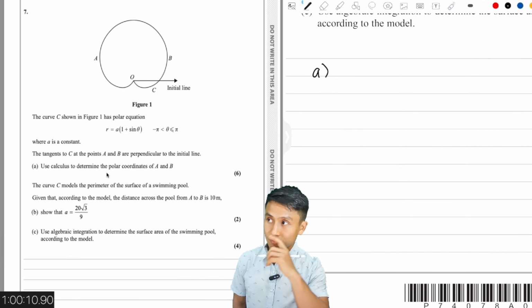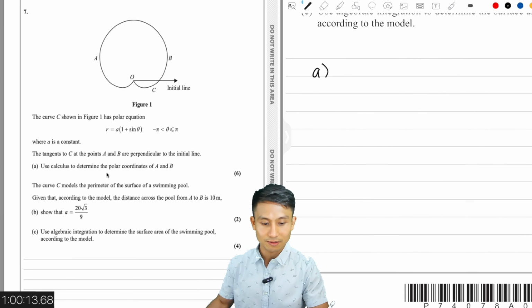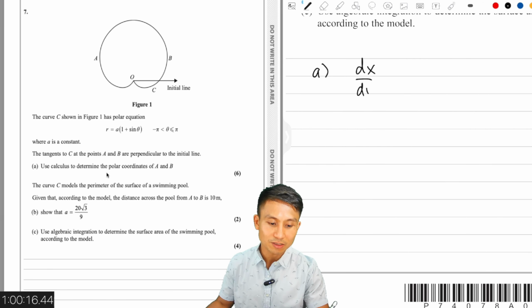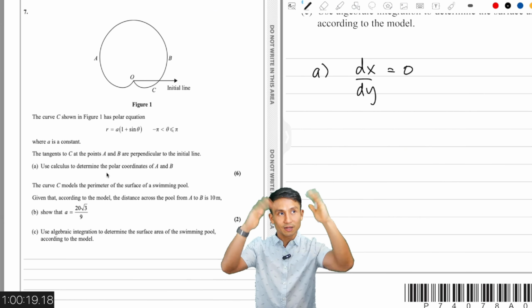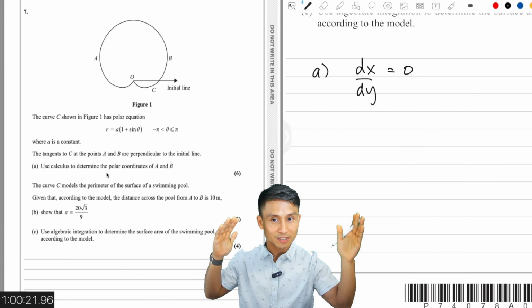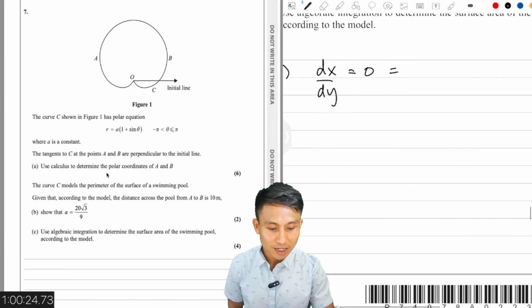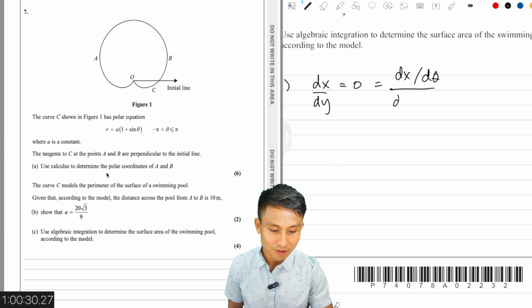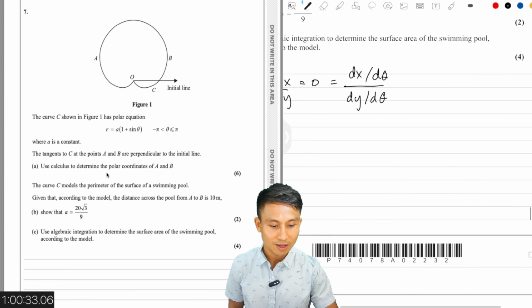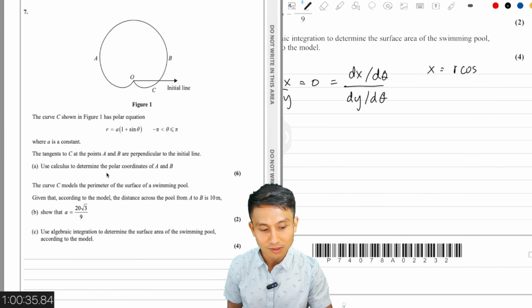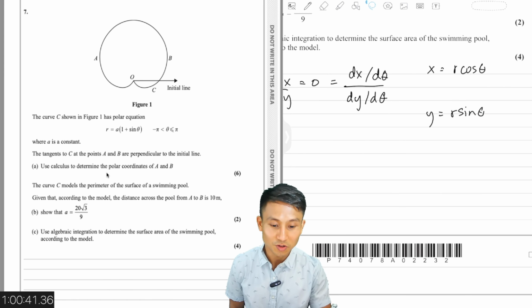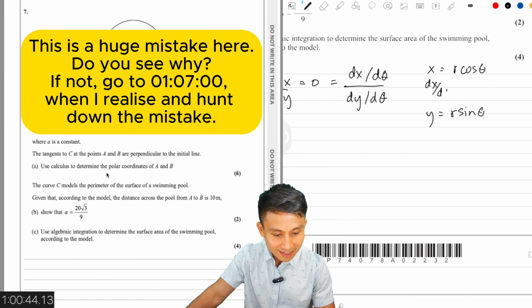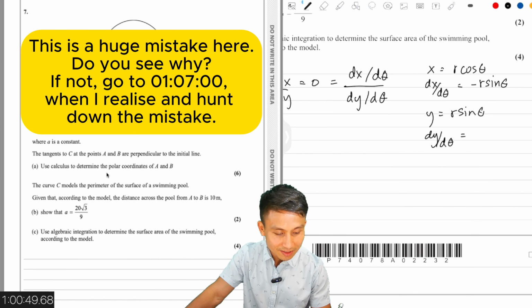Basically, you can find the gradient. So basically we're going to equate dx by dy equals 0, right? Because if it's a horizontal line, dy by dx is 0. Now this is dx by dy. But dx by dy is basically, you can do that by using dx by d theta divided by dy by d theta. Now what is x? x in polar form is just r cos theta, and y is just r sin theta, right? I mean, I don't remember the formula, so I need to do this. So dx by d theta is just minus r sin theta, right? And dy by d theta is just r cos theta.